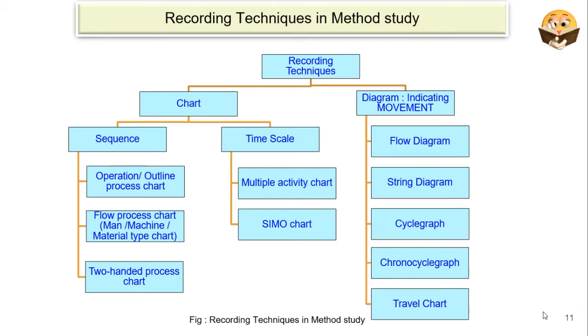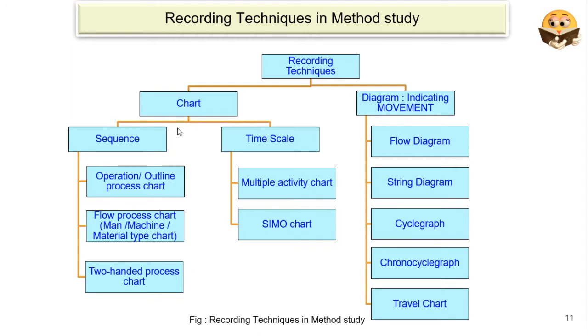Records are very useful to make a before and after comparison to assess the effectiveness of the proposed improved method. The recording techniques are designed to simplify and standardize the record work. The recording techniques fall into the following categories. What are these categories? Chart category and diagram category. So what is a chart category?